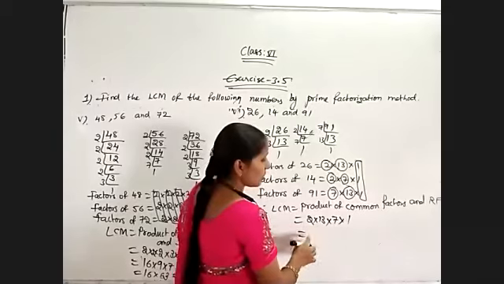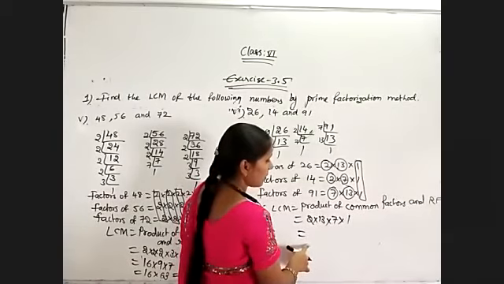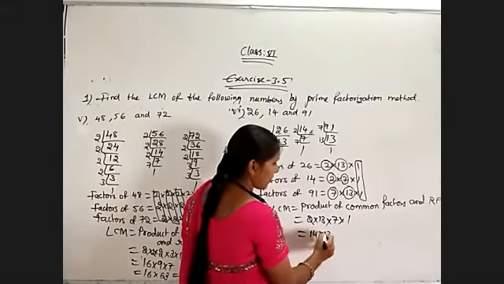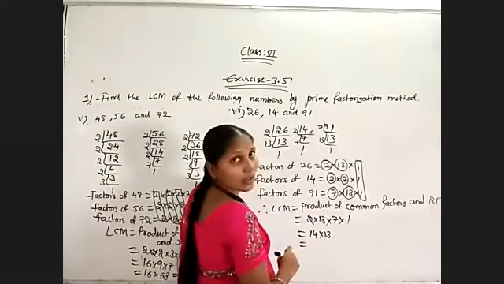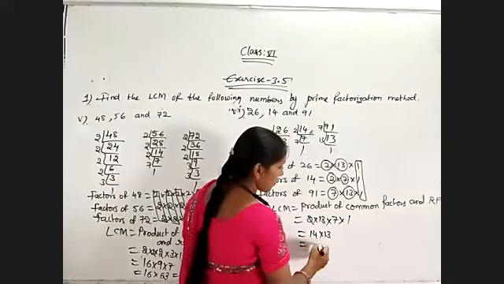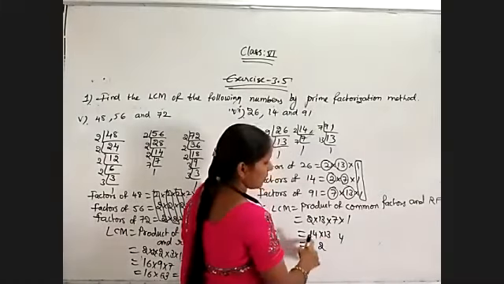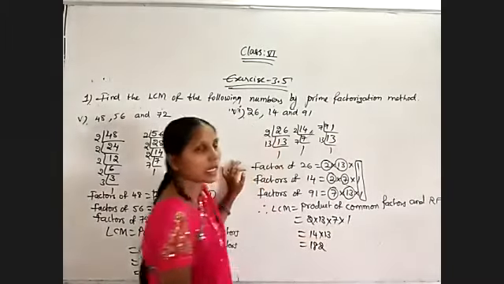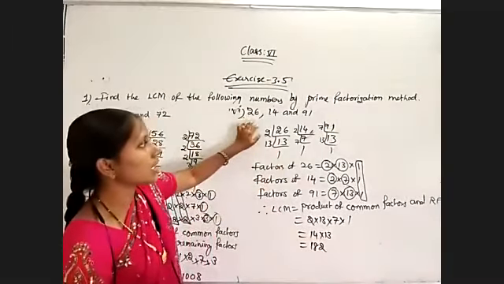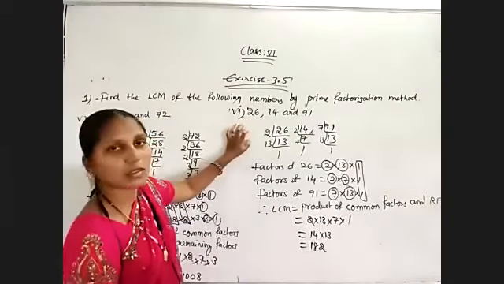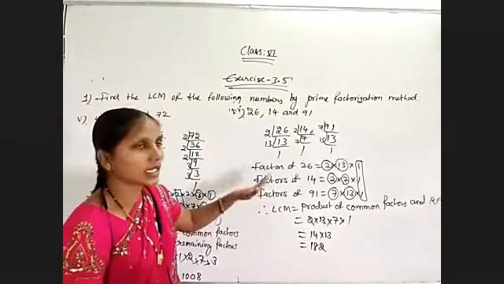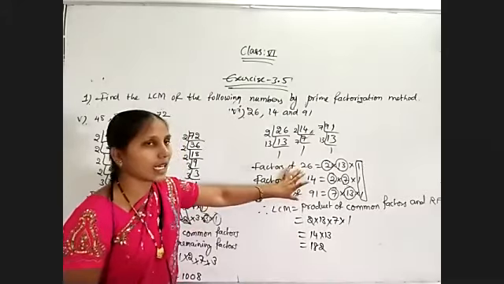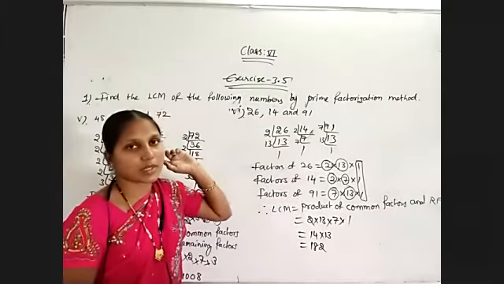That is equal to 2 7s are 14 into 13. 14 3s are 42, 14 1s are 14, 14 plus 4 is 18. So 182 is the LCM of 26, 14, and 91. Because here we got the common factors, that's why we got another answer. If we did not get a common factor, then their product will become the LCM.